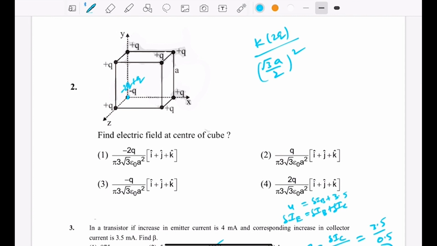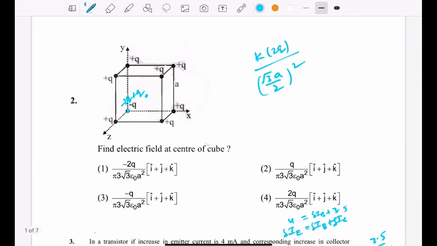So what will it be here? The distance from the center is root 3 a by 2. So root 3 a by 2 whole square by a square.